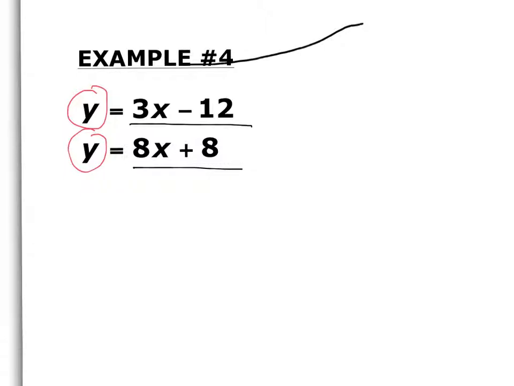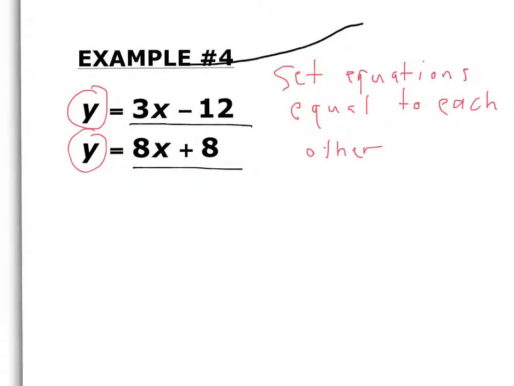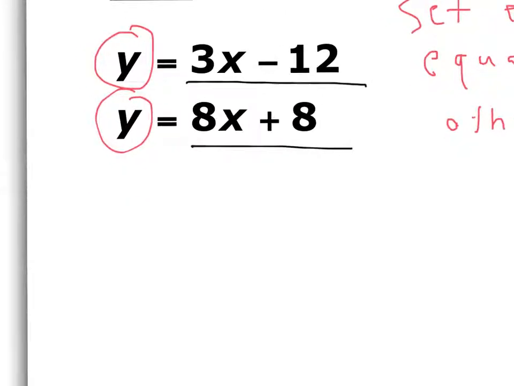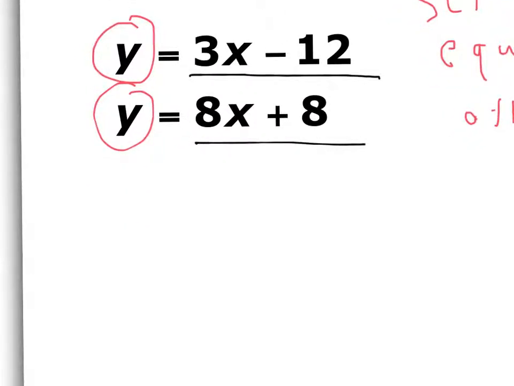So when this happens, if both equations are solved for y, or both equations are solved for x, I want you to write this down: set equations equal to each other. Okay, so set equations equal to each other. So we're going to take these two equations and we're going to set them equal to each other. So you can take this and set it equal to this, or you can do it vice versa. It doesn't matter.